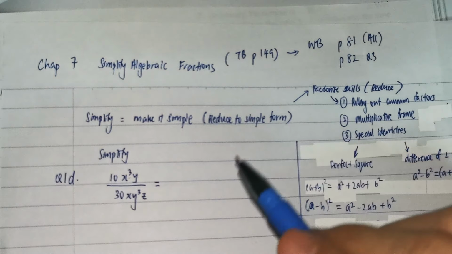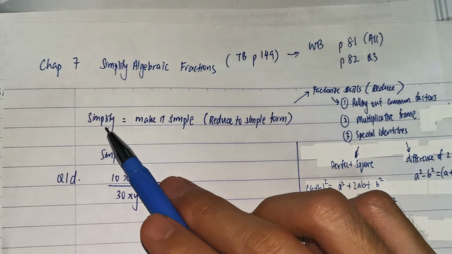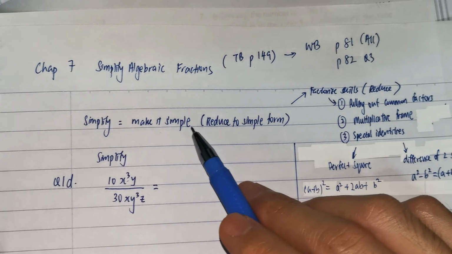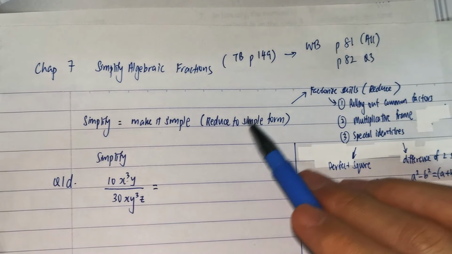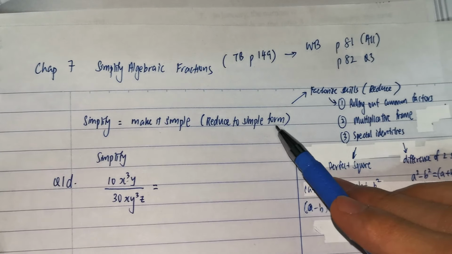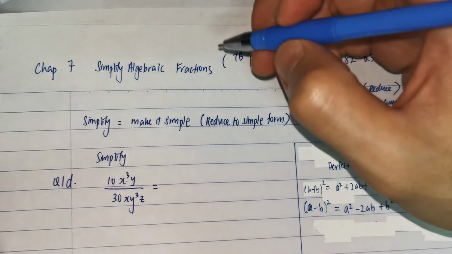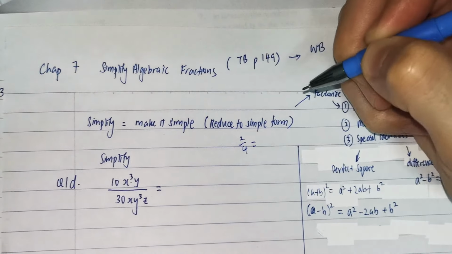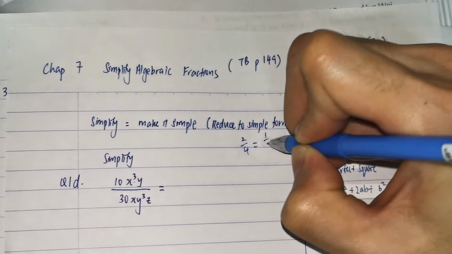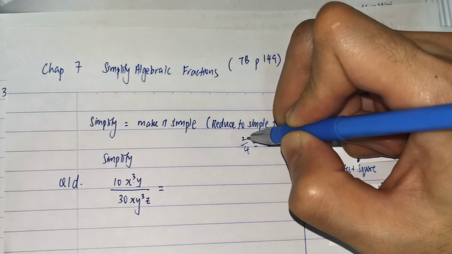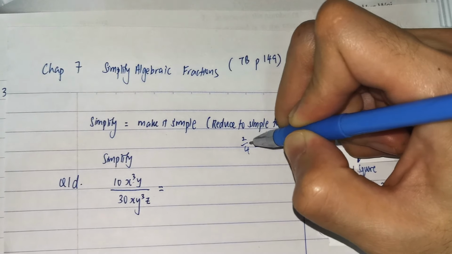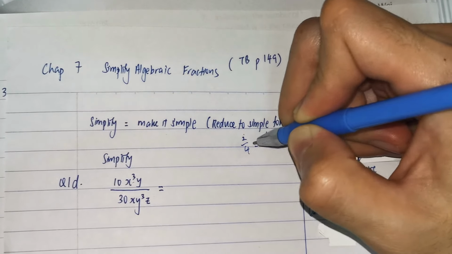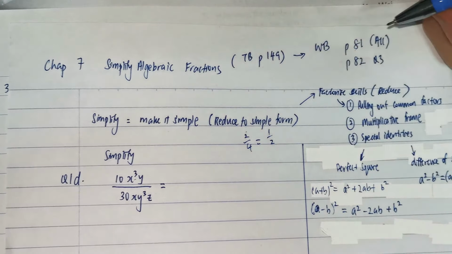So for this part of the questions, we are looking at simplify. So what does simplify mean? It means we make it simple. It can be said that you can reduce it to simpler form, like for example your fractions, right? When you have 2 over 4, you can reduce it to half, because we know that 2 is a common factor in the numerator and the denominator. So we can divide 2 on top and 2 below, so you get half.